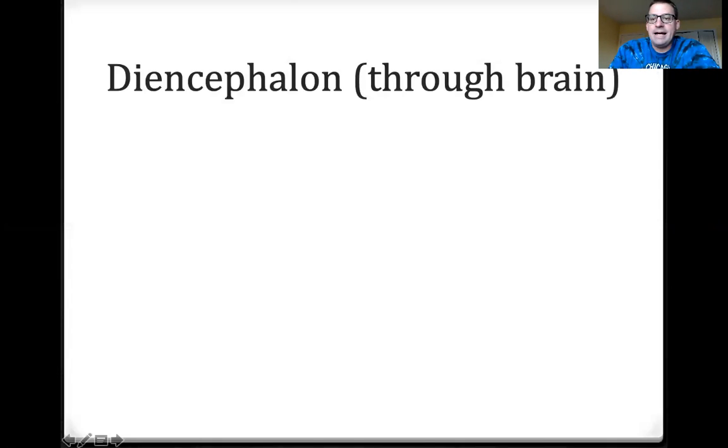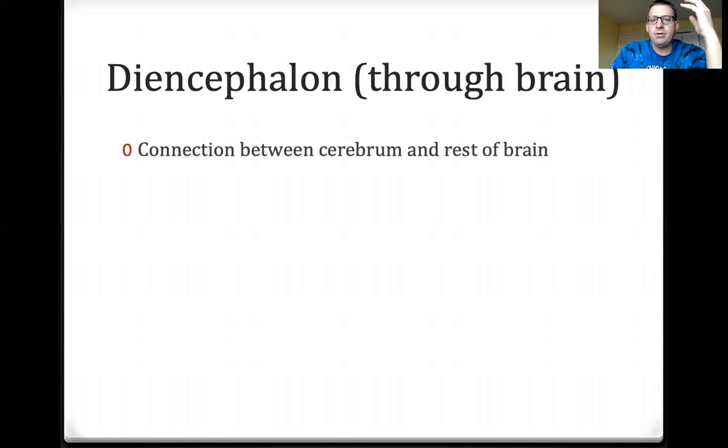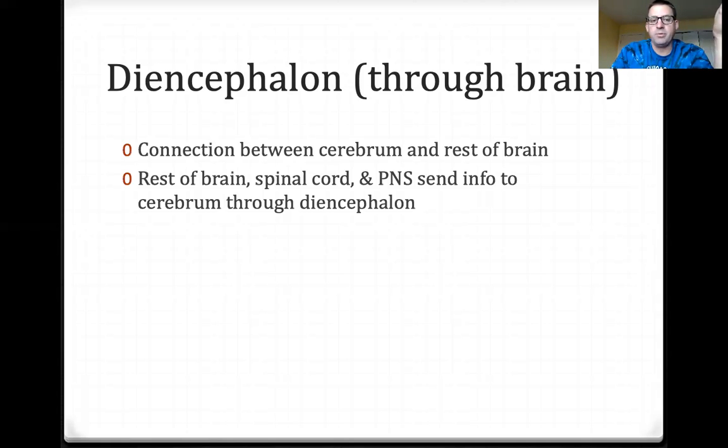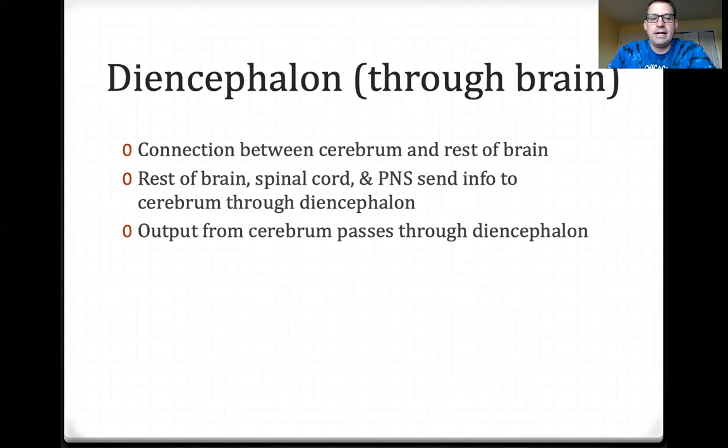So the diencephalon is referred to as the through brain. It's kind of the connection between the lower parts of the brain and spinal cord and the cerebrum. So any information coming in to the cerebrum has to pass through the diencephalon to get to the cerebrum. So the rest of the brain, spinal cord, and peripheral nervous system send information to the cerebrum through the diencephalon.